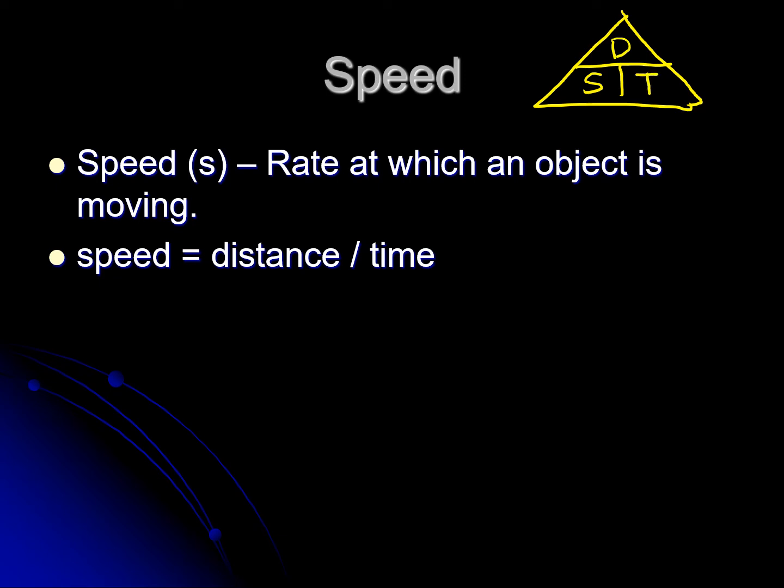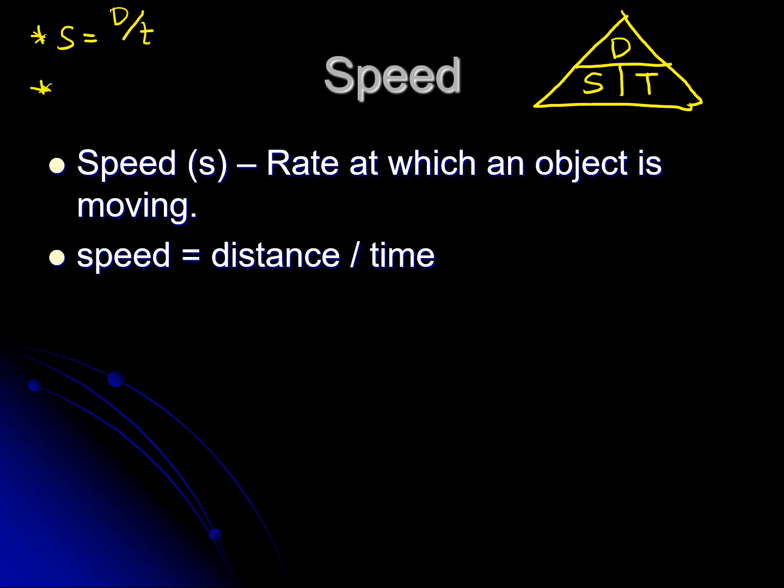Let me explain this one. To use this triangle, here at the bottom, it means multiply. If one is on top and one is at the bottom, it means divide. So using this triangle formula, we can get speed. D is on top, T is at the bottom, so that means D divided by T, right?